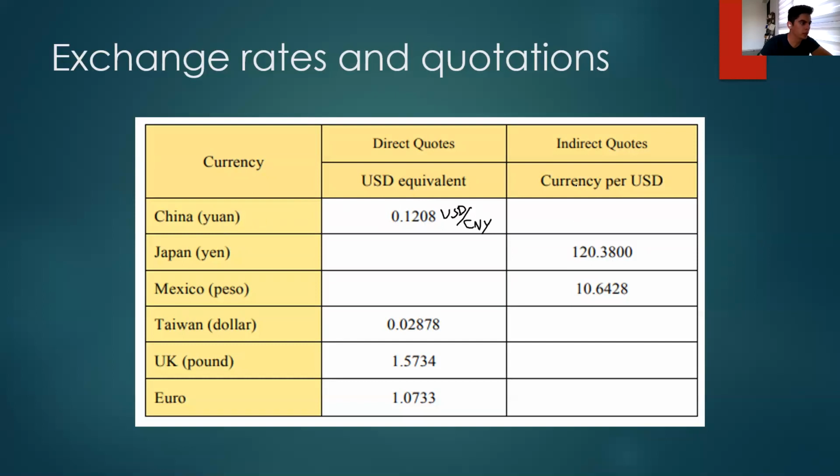So the question is, can you give me the other way around? Can you give me how many yuans per dollar? So I'll show you the easiest way to do it, which is 1 over the currency, okay? So 1 over 0.1208 gives you 8.27, right?